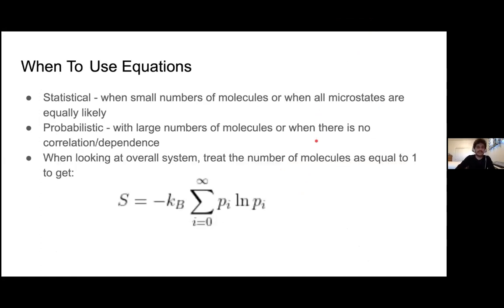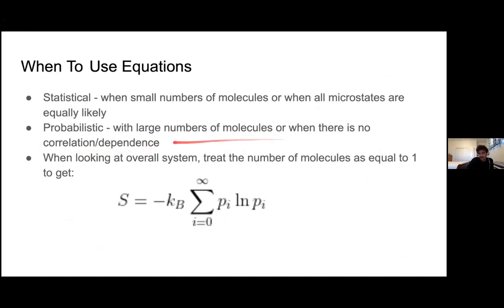So just to summarize, I went through that really fast. To summarize, you can use your statistical definition when you have small numbers of molecules or when all the microstates you have are equally likely. So you can think of using your statistical one if you have a situation like flipping multiple coins. They're all independent events. They're all equally likely.